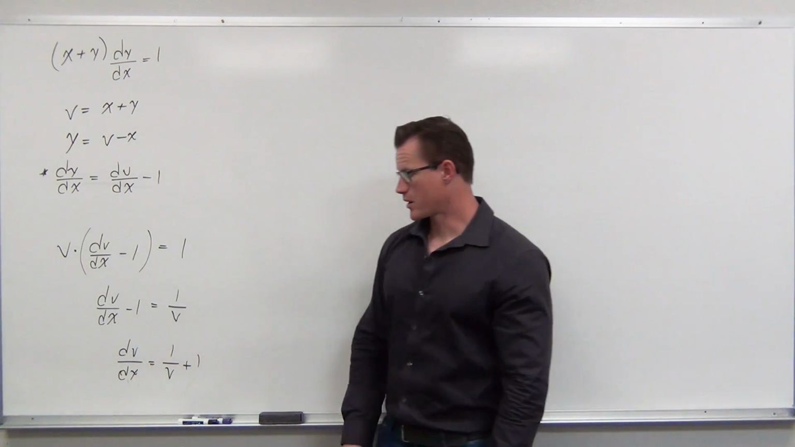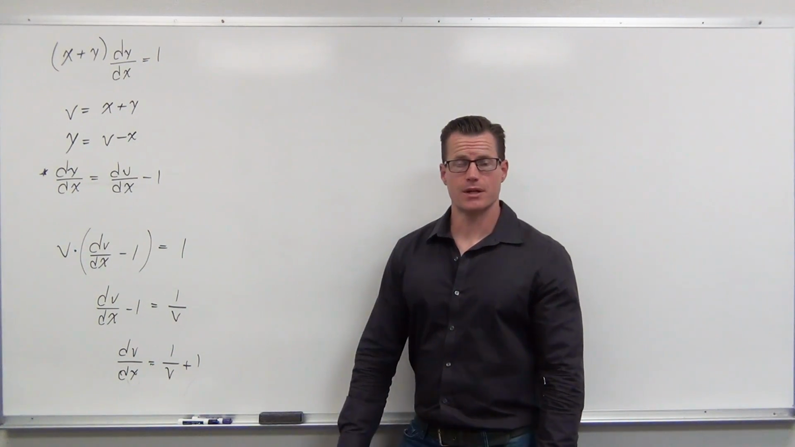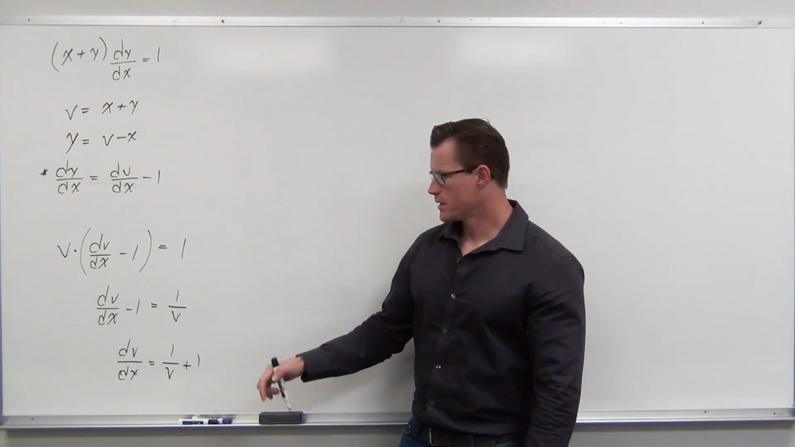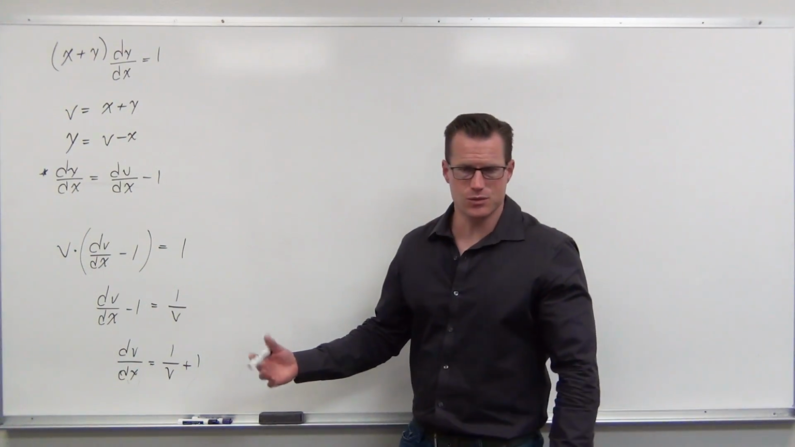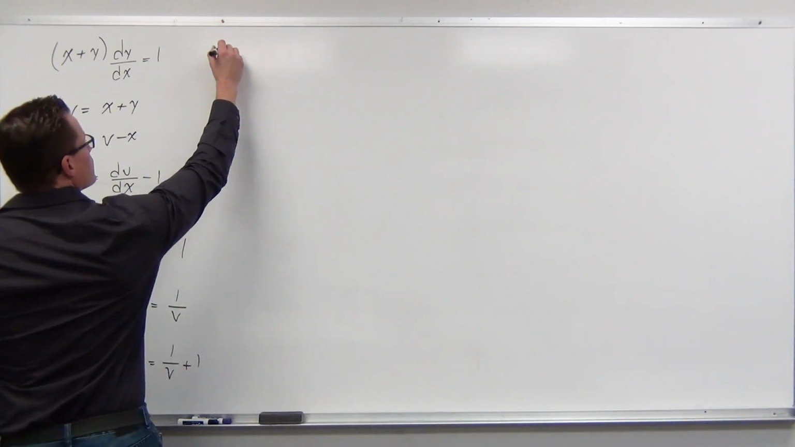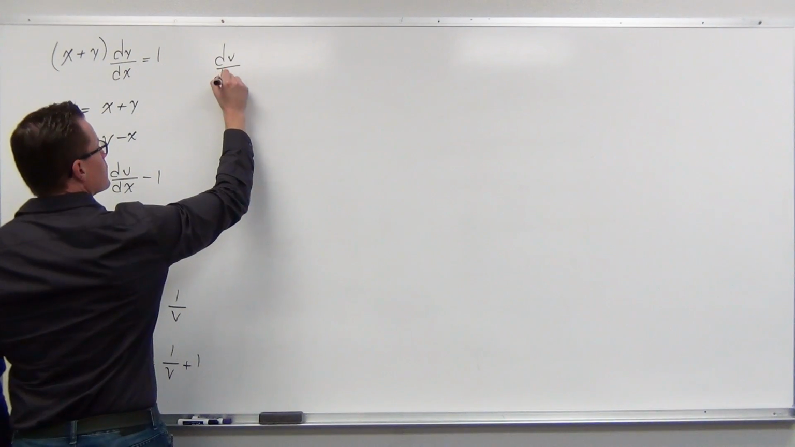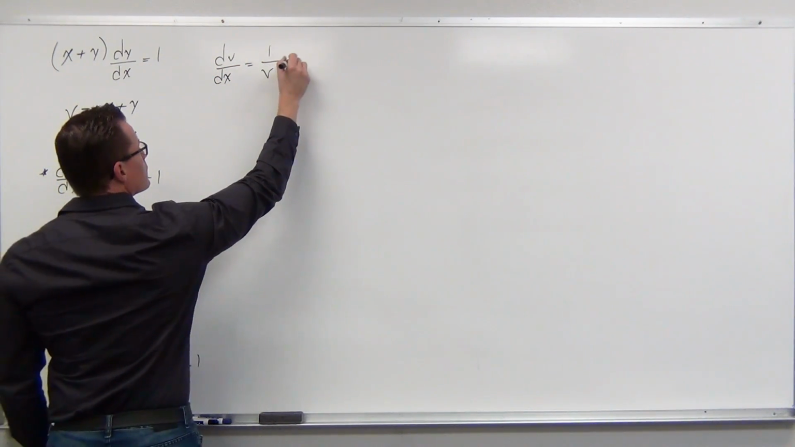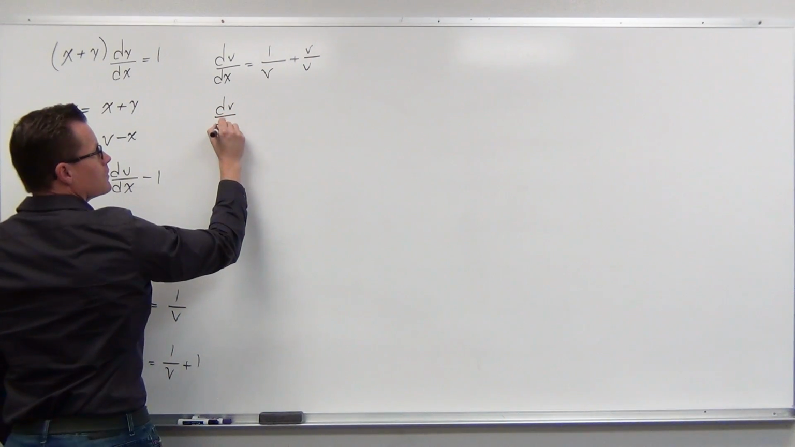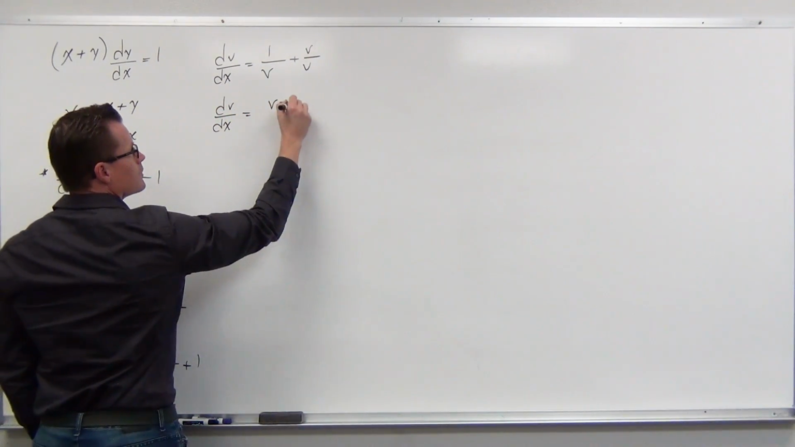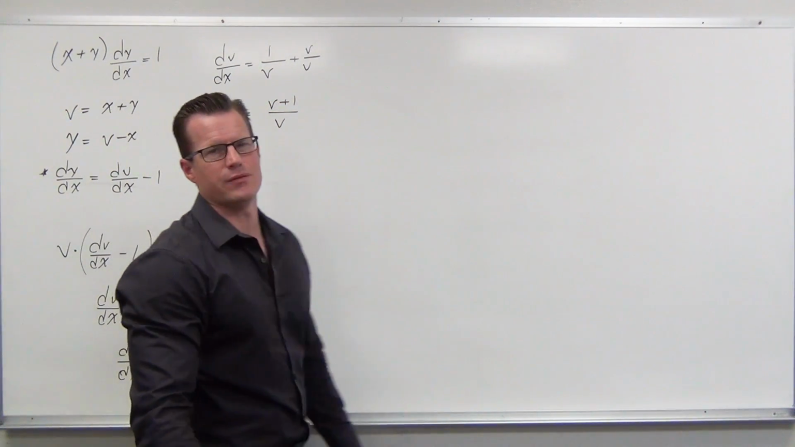That's still not a product or quotient. Let's find a common denominator. We know that 1 over v plus 1 is the same thing as 1 over v plus v over v. V over v is 1. We now have a quotient.